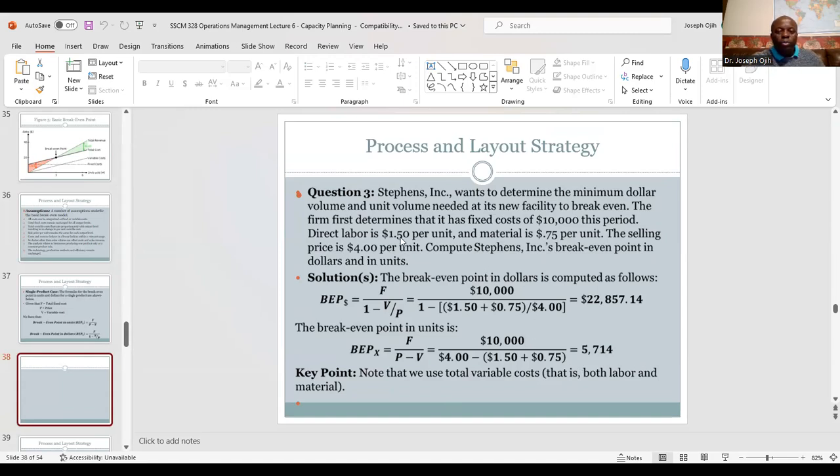So not to forget that here we used direct labor cost and the material costs combined to form our variable costs. Okay, so sometimes it happens that way.